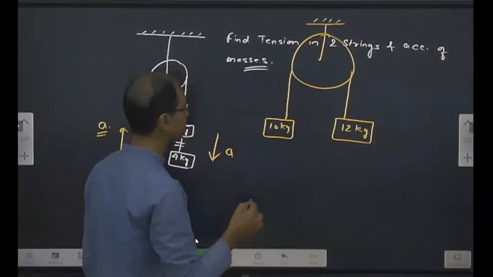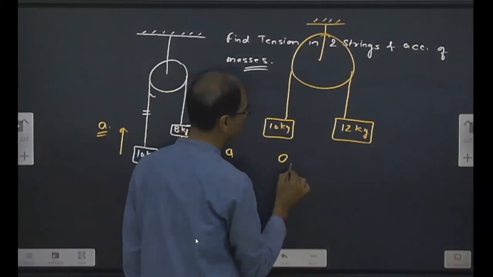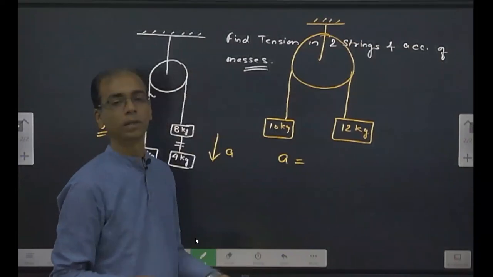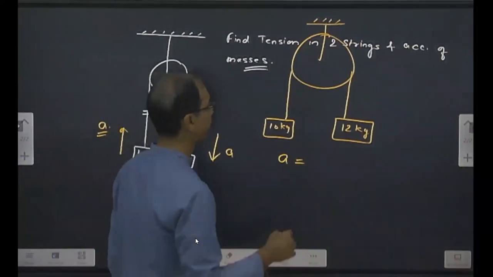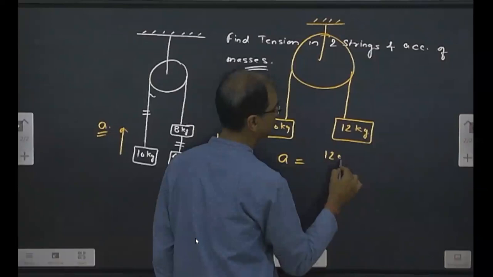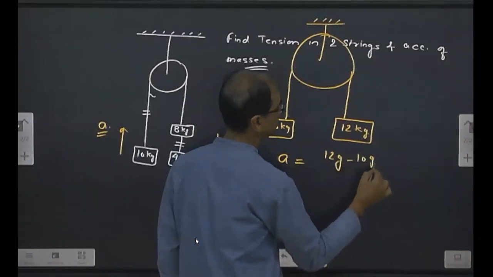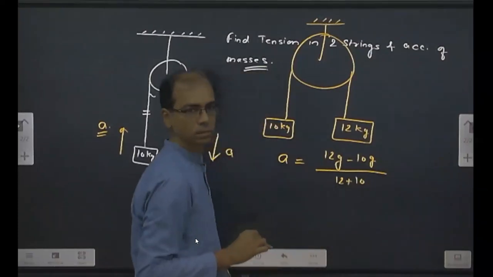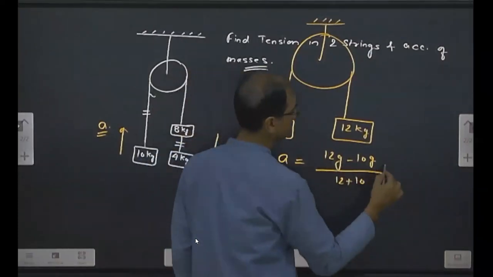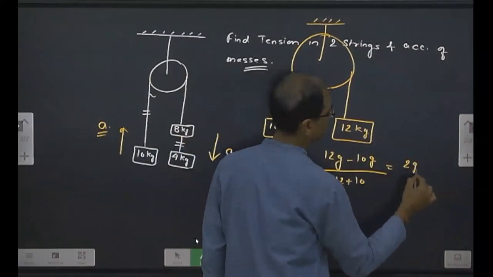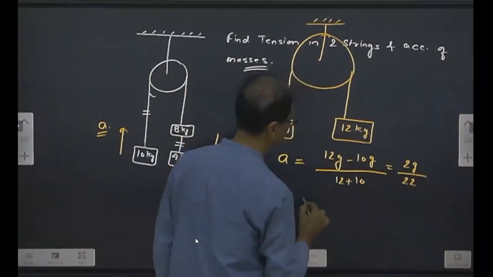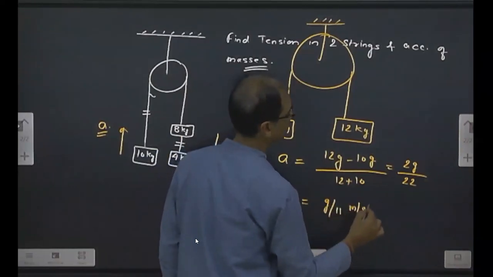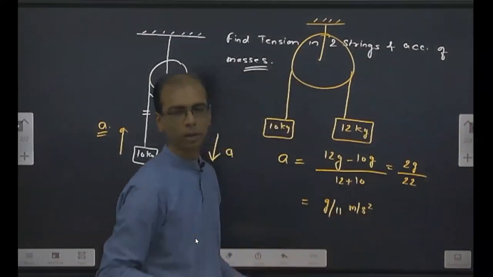Okay, so acceleration we know. If I directly write the formula, I can: heavier weight minus smaller weight by the total mass. That means 12g minus 10g by 12 plus 10. 12g minus 10g means 2g. 2g by 22. That means acceleration is g by 11. Done.